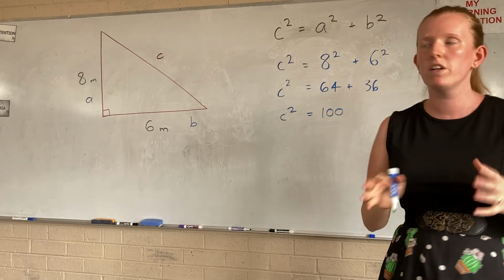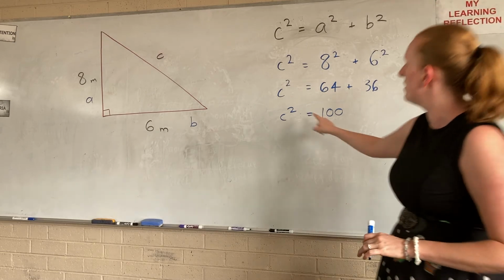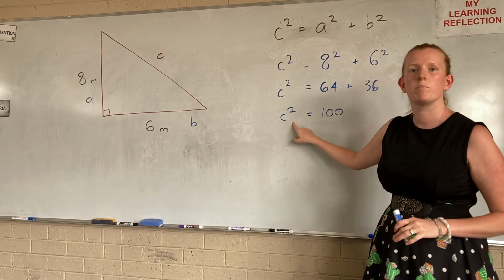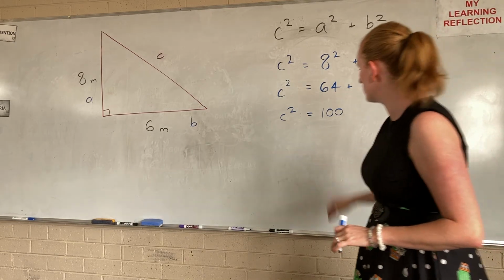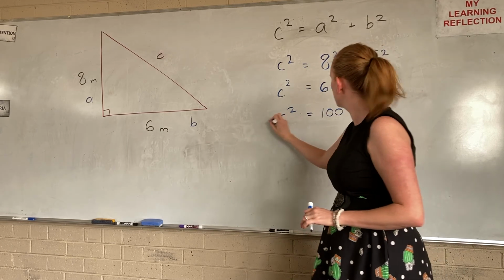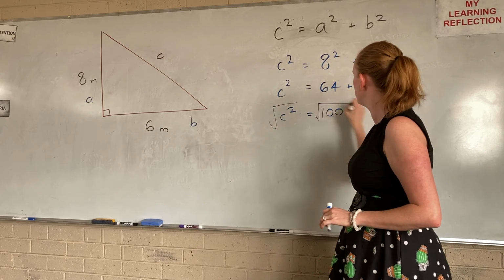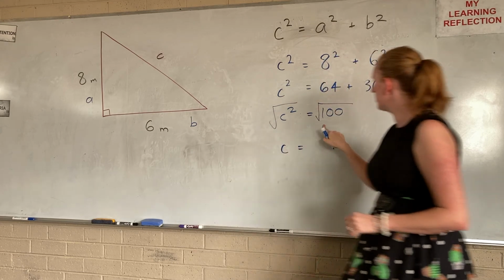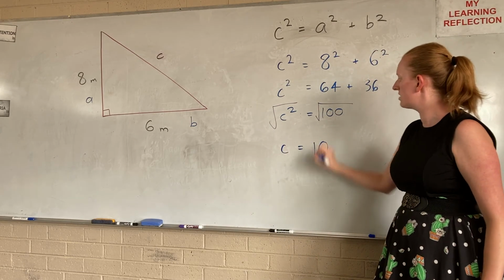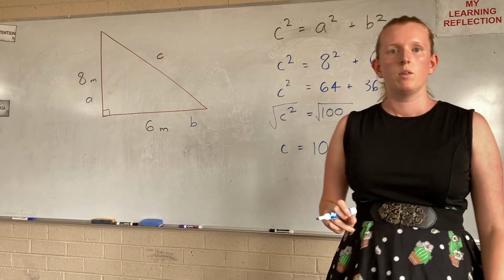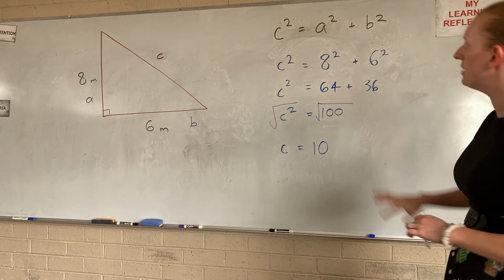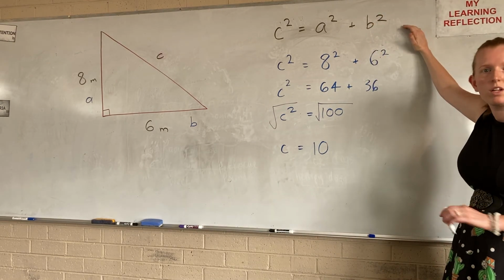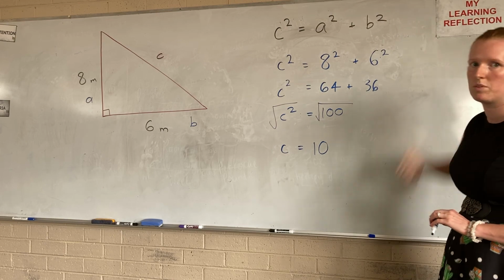So I need to somehow figure out how to do the opposite of squaring something so that I can have it on its own. That's where this weird symbol comes in. Square root both sides. So c, the square root of 100 is 10, because 10 times 10 gives you 100. Cool, so that is how we use the Pythagorean theorem to calculate the longest side, which is the hypotenuse.